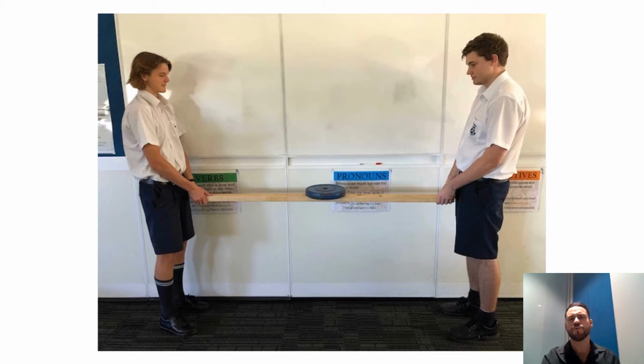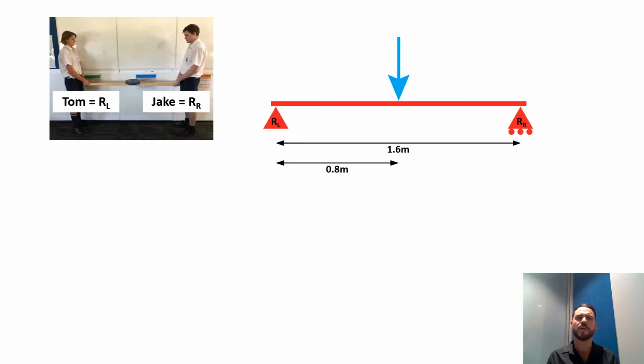That should be fairly basic for you to understand. Now, if we were to draw a free body diagram for that, it might look something like this, okay? And that's where we need to start our thinking. Okay, so we've got Tom, he is going to be our reaction left, and we've got Jake, our reaction right. Now, the beam that they're holding is 1.6 meters, and at the moment it's 0.8 meters from the end where the mass is. That's smack bang in the middle.